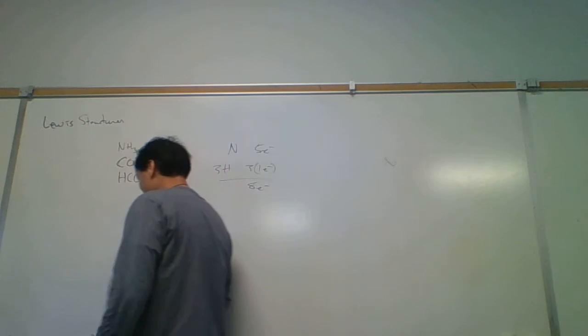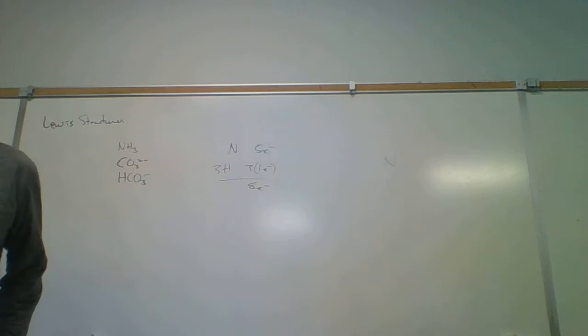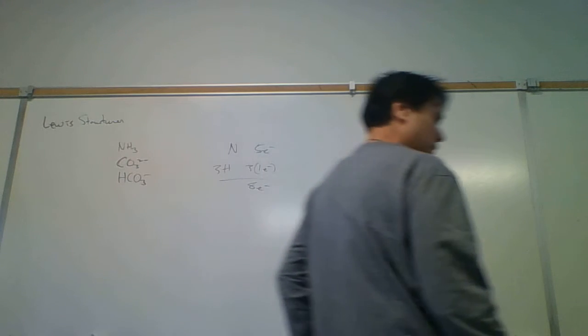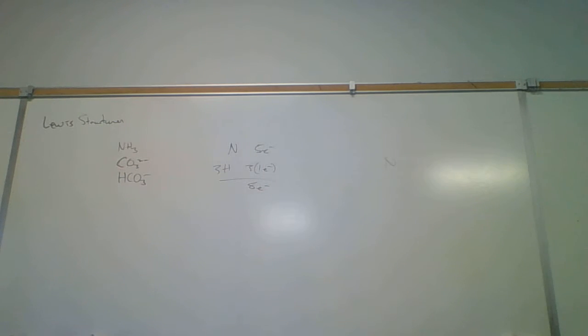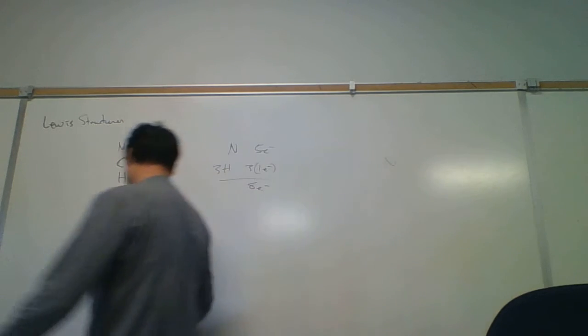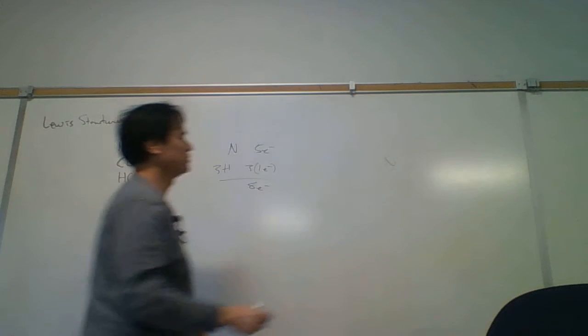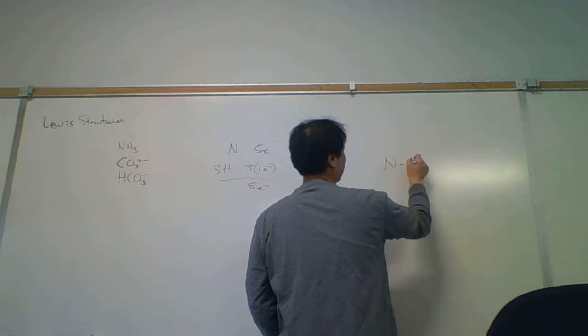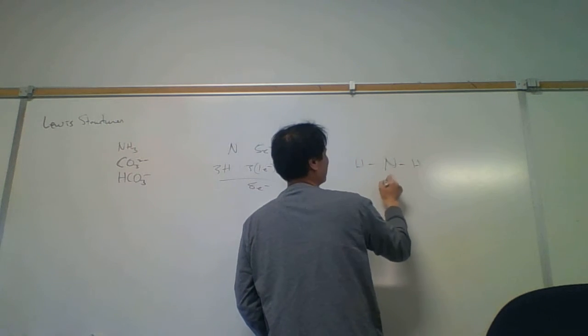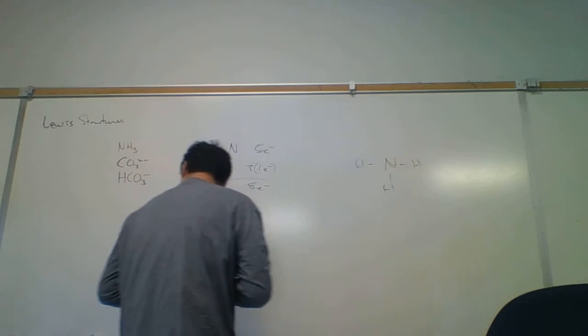You can't put the least electronegative in the center here, because the least electronegative would be hydrogen. The problem with hydrogen is that hydrogen only wants to form one bond, like chlorine. Hydrogen just has 1 valence electron. So we'll stick nitrogen in the center and then bond 3 hydrogens to it. Hydrogen only needs a duet.